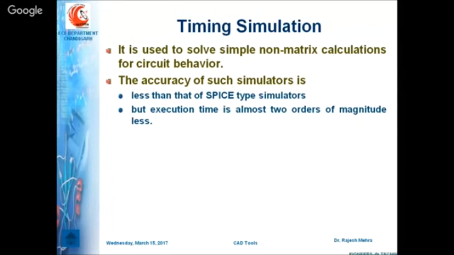Then timing simulation, which is basically used to solve simple non-matrix calculations for circuit behavior. The accuracy of such simulators is less than a SPICE simulator. Here we never calculate time in the form of RC delay, rise time and fall time delay. It is a kind of unit delay. We just calculate the delay of each and every gate. For example, if we are using an AND gate or XOR gate, we assign a delay to it; 2 unit delay will be with the AND gate.